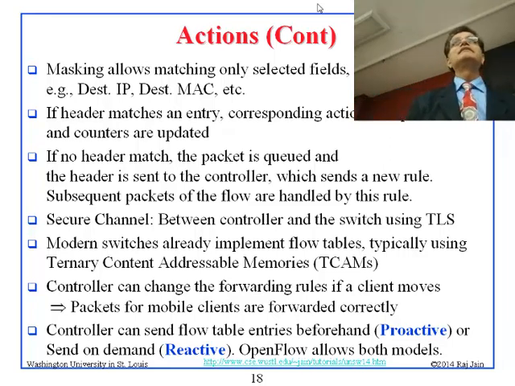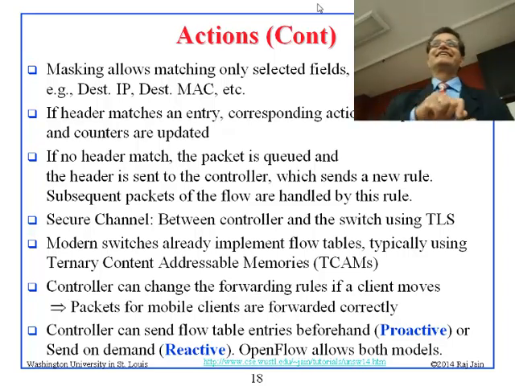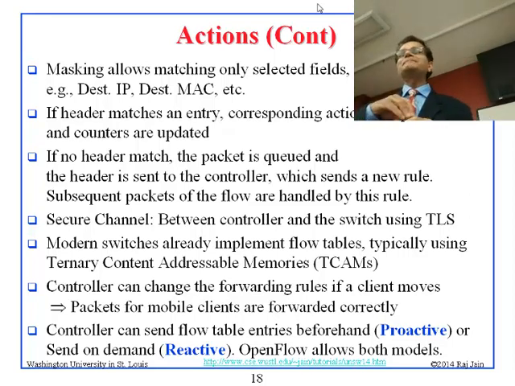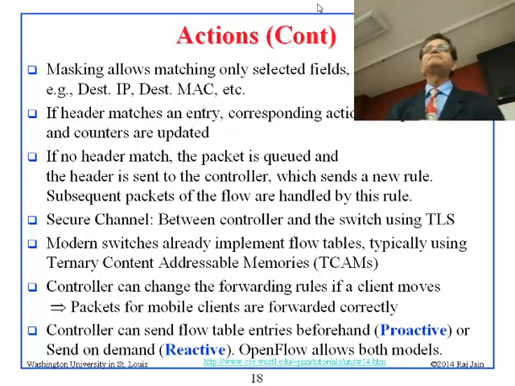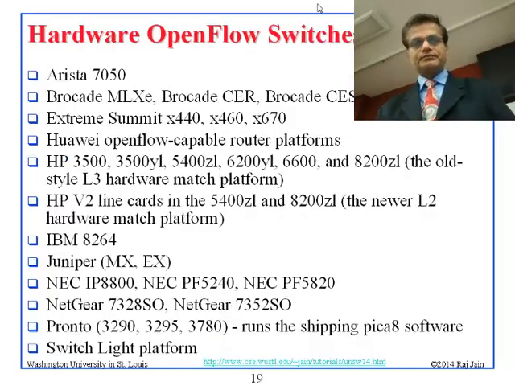With billions of Internet of Things devices in the future, they will be mobile. So, wouldn't it become a bottleneck for the controller to handle all of them? Scalability. Yes. All right, we will talk about scalability later on. Yes, scalability is an issue. All right, and the last line is about proactive versus reactive filling of flow entries. The controller can send the entries beforehand, proactive, or can send them on demand, reactive, the question that was asked earlier. Both are allowed.